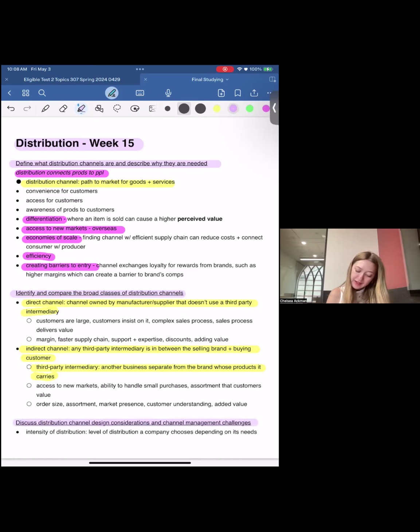And then discuss distribution channel design considerations and channel management challenges. The only thing we looked at was intensity of distribution, which is the level of distribution a company chooses depending on its needs.